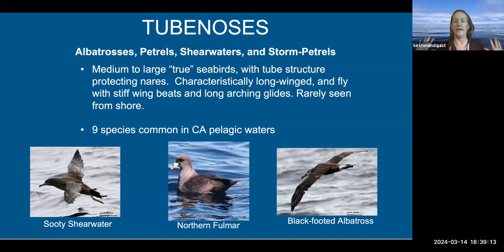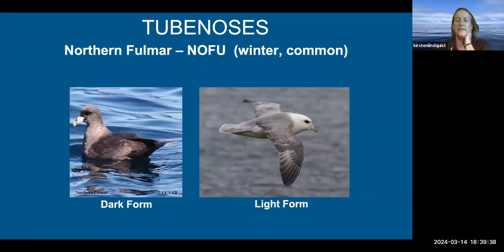So pelagic being not associated with the coast. This is offshore. So sooty shearwater, northern fulmar, and black-footed albatross being 3 of our most common. We're seeing more Laysans visiting this area as a breeding colony in Mexico is really ramping up. We're seeing more of that species in this area.